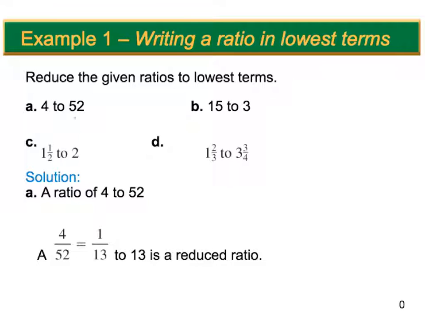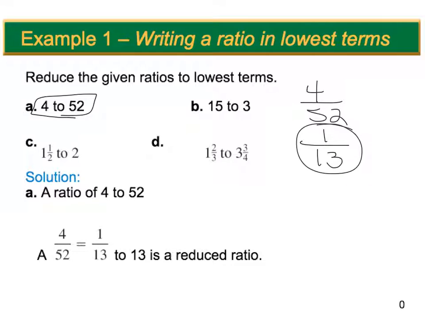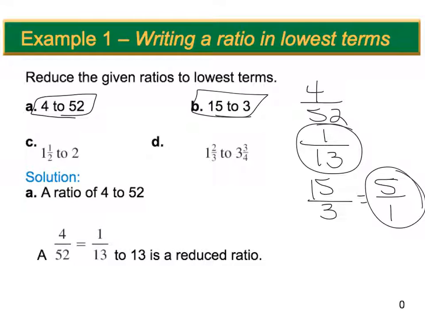If we were to look at the first one, 4 to 52, we would take 4 over 52, write it as a fraction, and reduce it, and you can take your calculator. Now you guys should have the TI-30XS, so you will take the calculator and you will hit the 4 and then the button that has the N over D, and then type in the 52, and when you hit enter it will reduce it for you to 1 over 13, and that is a reduced ratio. If you were doing this one, you would do 15 over 3, you would reduce it, and it would be a 5 to 1 ratio.